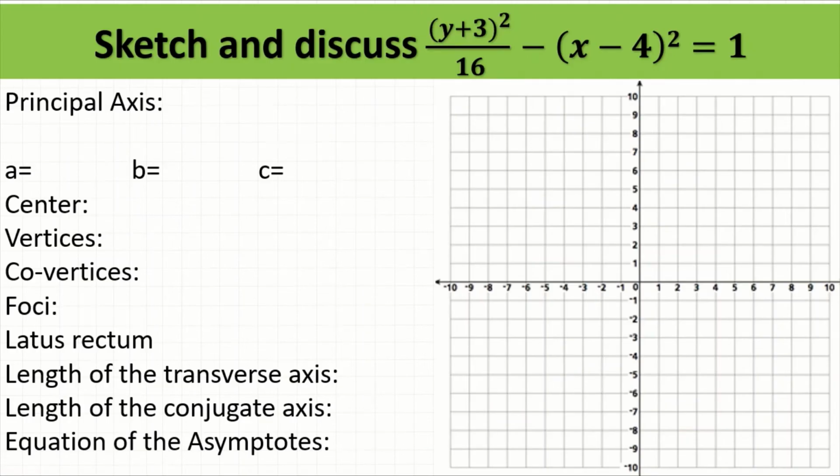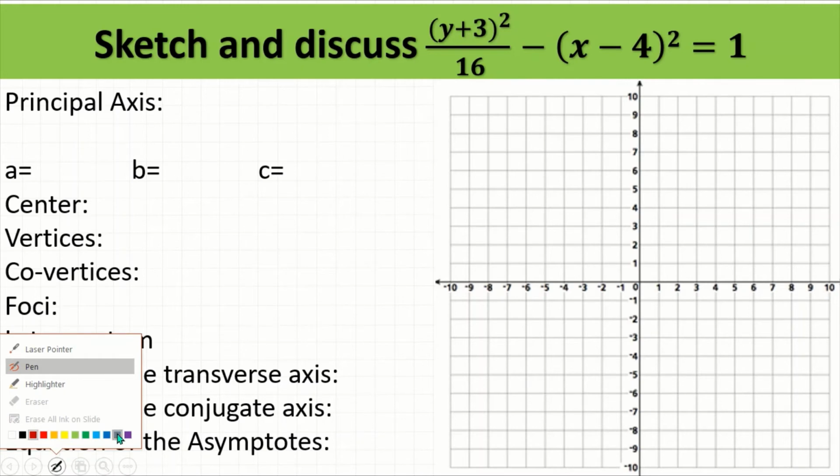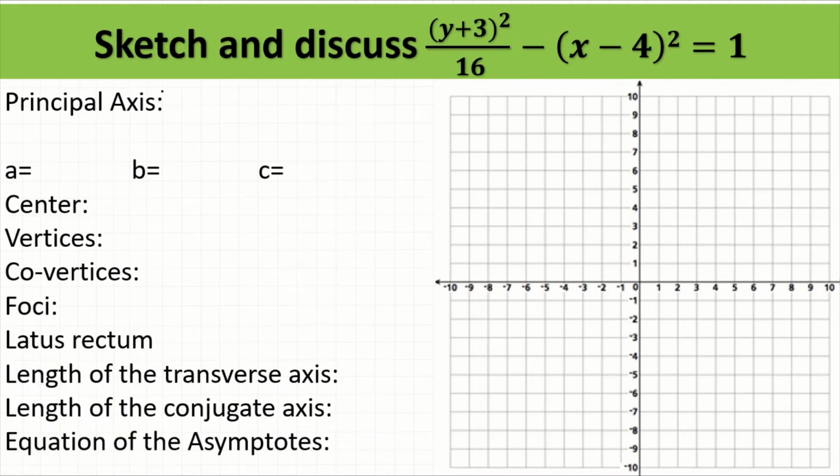Example number 2. Sketch and discuss the quantity y plus 3 squared over 16 minus the quantity of x minus 4 squared equals 1. So, in here, let us identify the principal axis. The principal axis is the y-axis, since this term is the positive one. Okay, so a squared is equal to 16, and b squared is equal to, since wala tayong denominator dyan, automatic yan ay over 1. So, b squared equals 1.